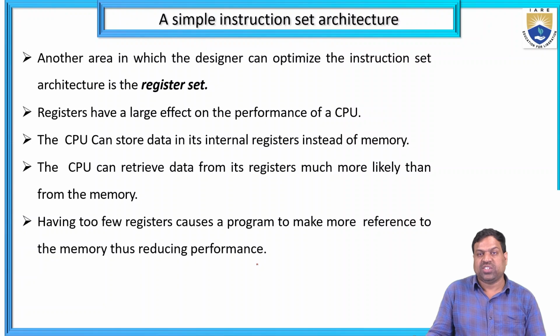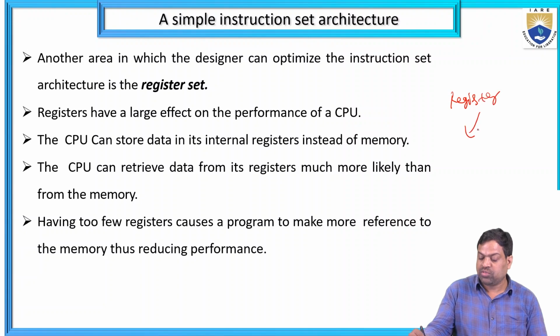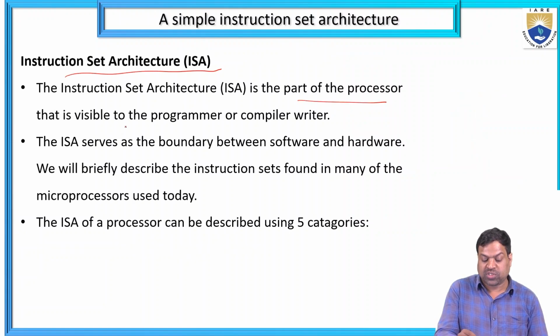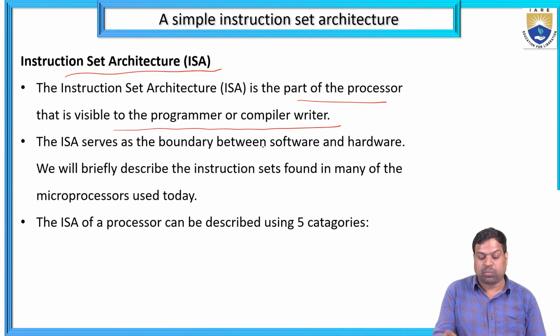And register set means a set of registers. We have to take any of the registers, and we need the CPU and memory. Okay, and instruction set architecture is the part of the processor visible to the programmer and the compiler writer. It is the boundary between the software and hardware, and briefly describes the instruction set of the microprocessor.